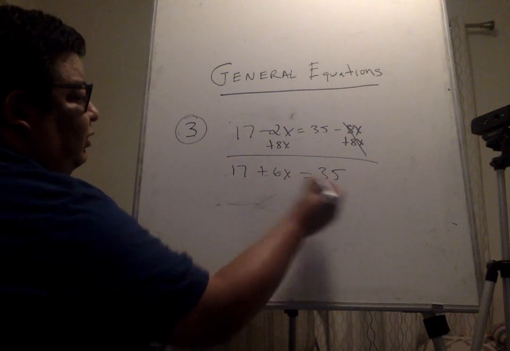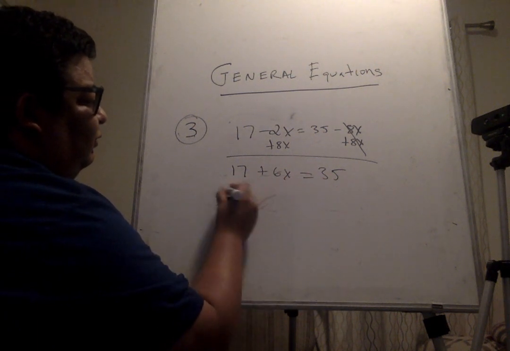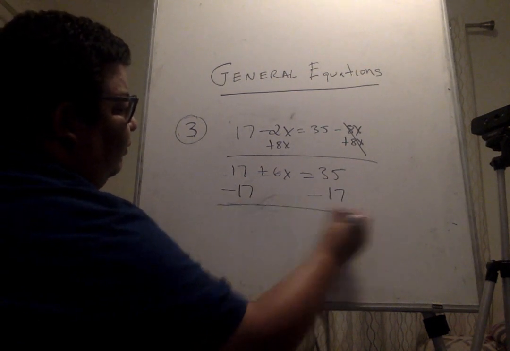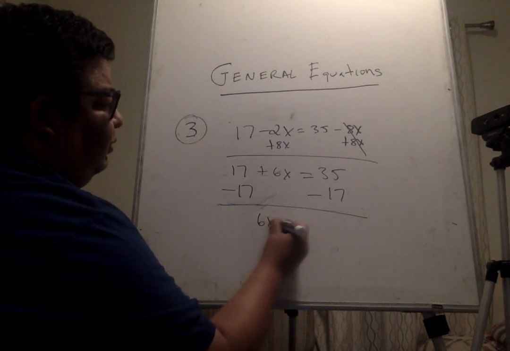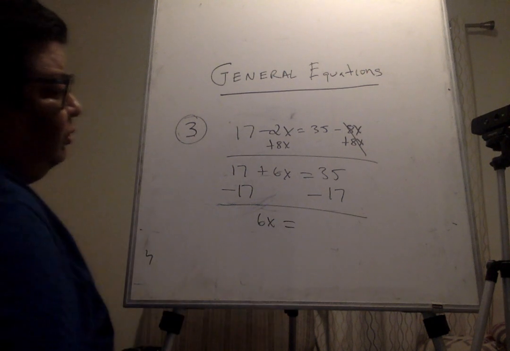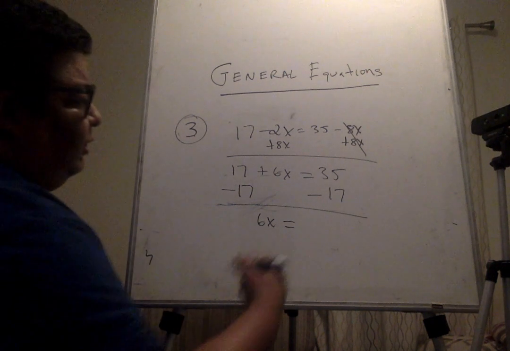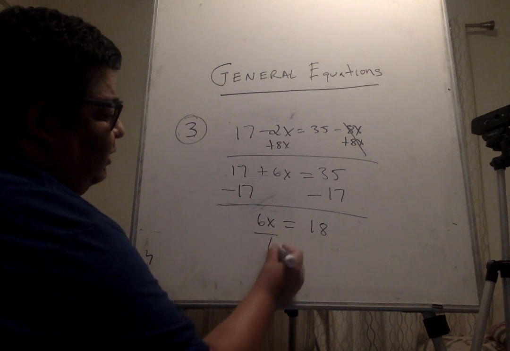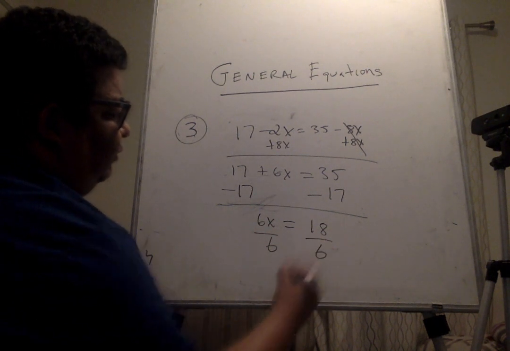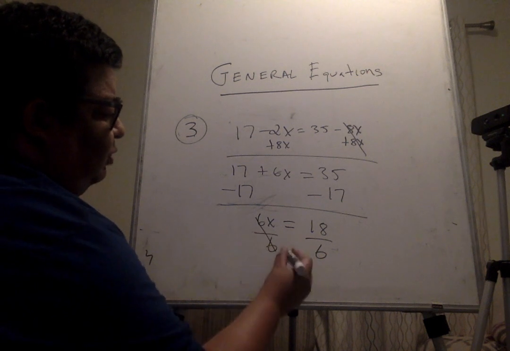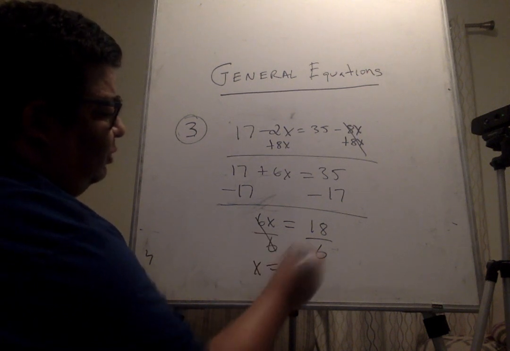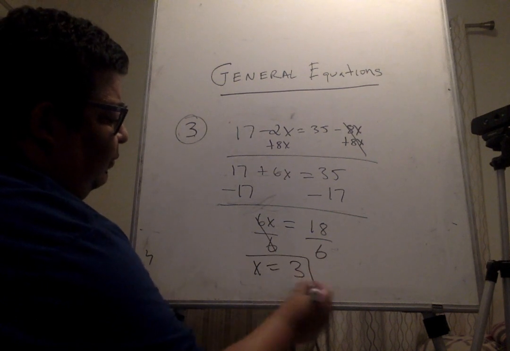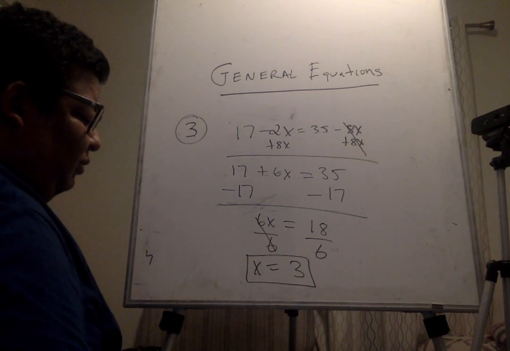Now let's move the 17 to the other side so we can leave x by itself. So negative 17, that will be 6x equals 35 minus 17, that will be 18. We divide by 6, that's our final step. This cancels, so we're left with x equals 18 divided by 6, that will be 3. That's our final answer, x equals 3.